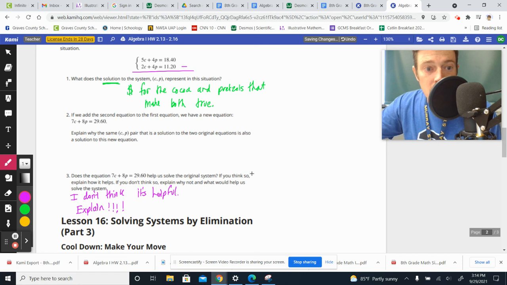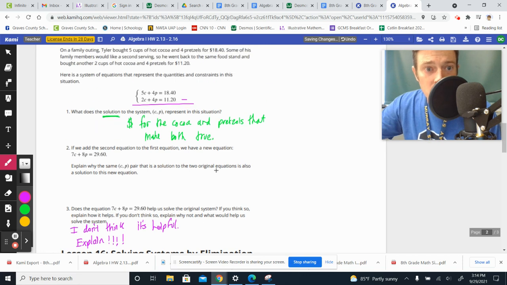And that's all I got to help you out with this one. A lot of writing on this one, not a lot of showing work. It's just understanding how this relates to word problems.